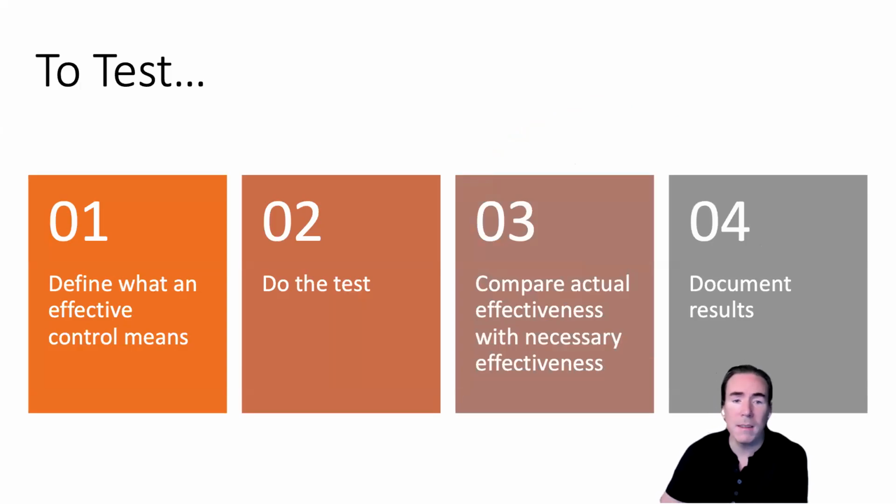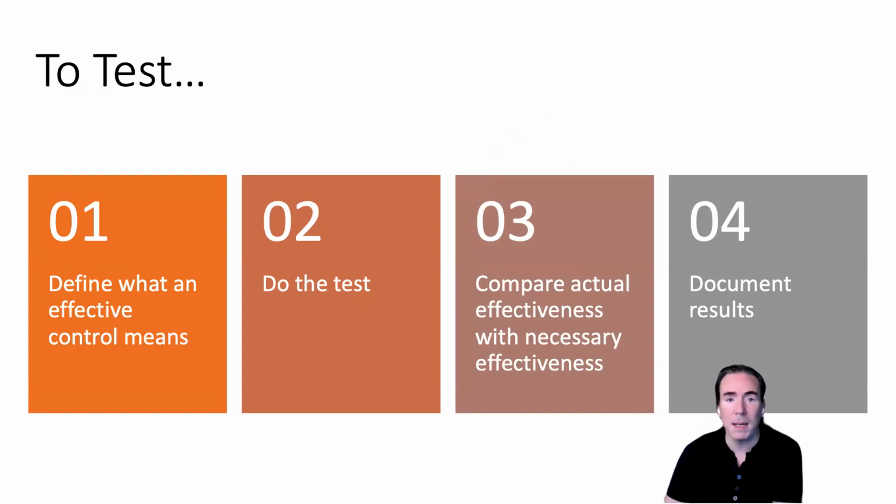Now, when we actually do our test, we're going to have a four-step process. First, we're going to define what it means to say a control is effective or working. Another way we could define it is, what is a deficiency condition? For example, if I want to make sure that reconciliations are done, a deficiency would be that the reconciliation report is not there. So it would be linked to existence.